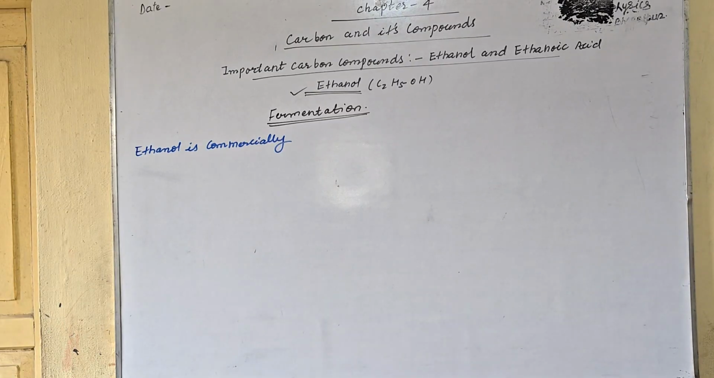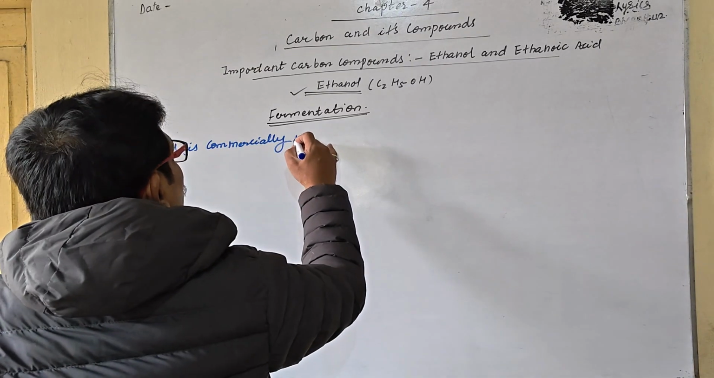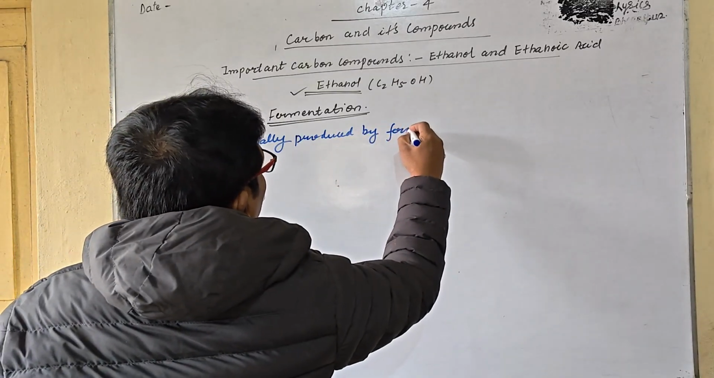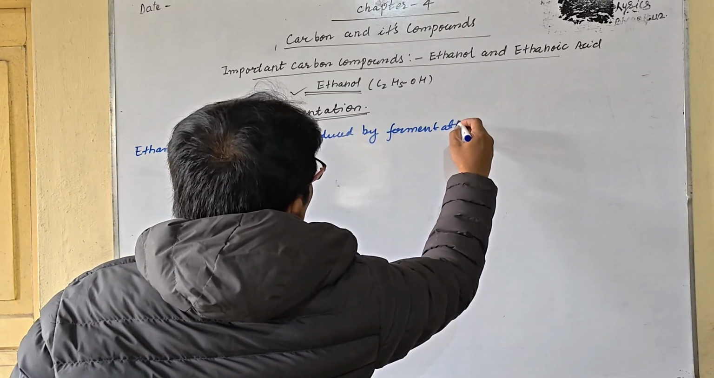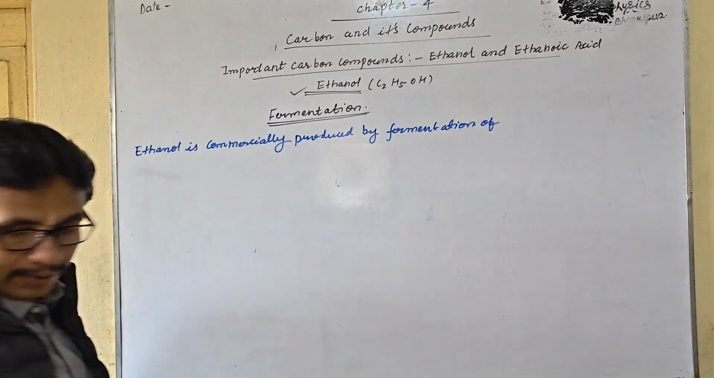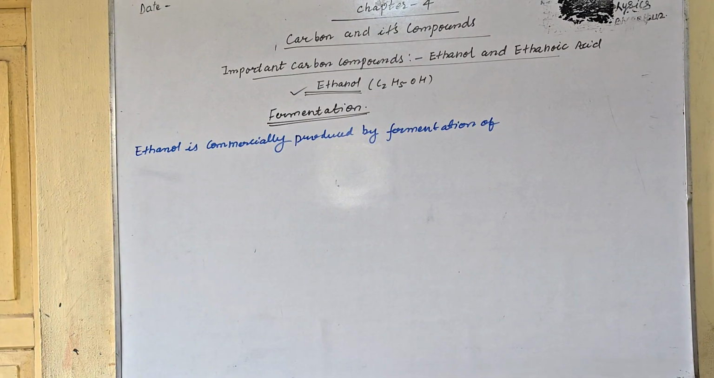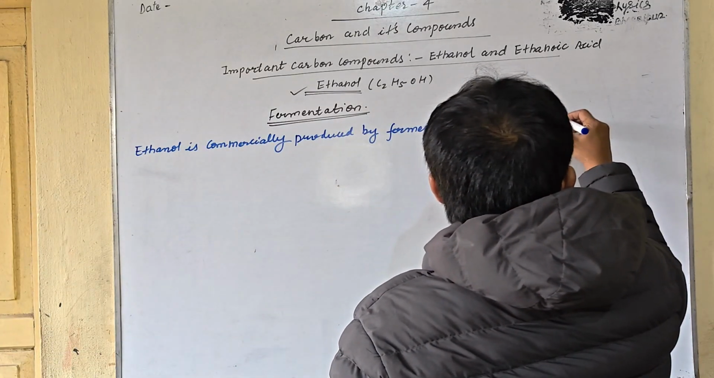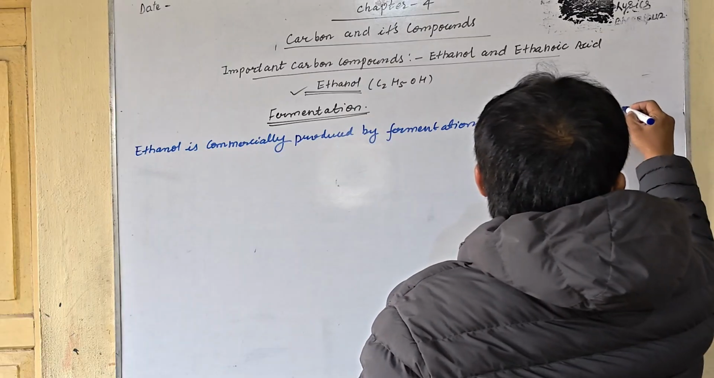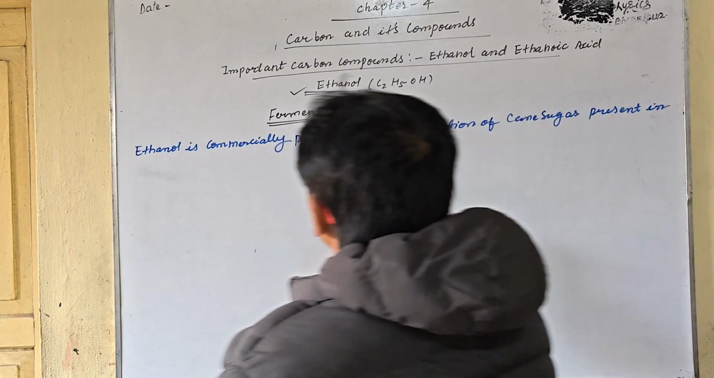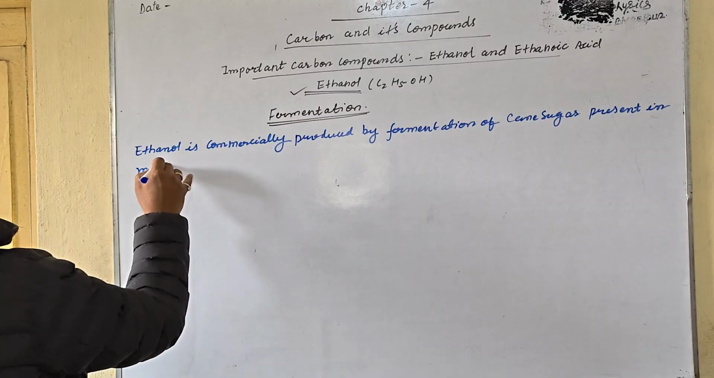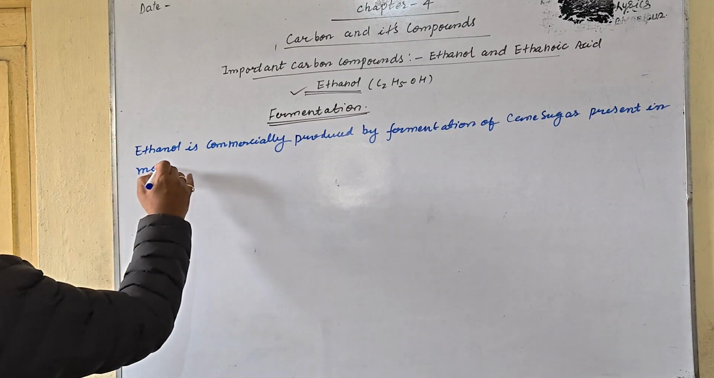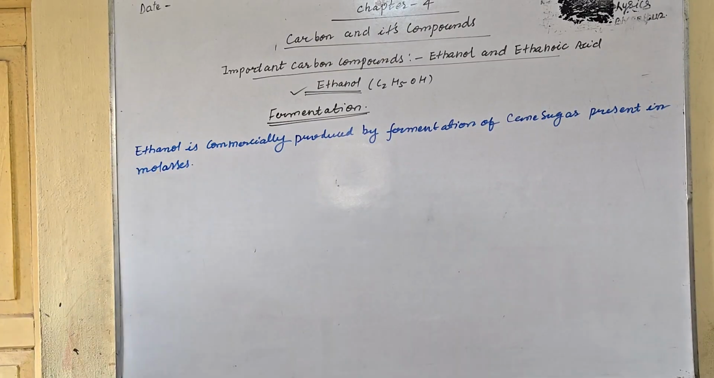Ethanol is commercially produced by fermentation of cane sugar present in molasses. Molasses. So my dear student, it is quite clear.